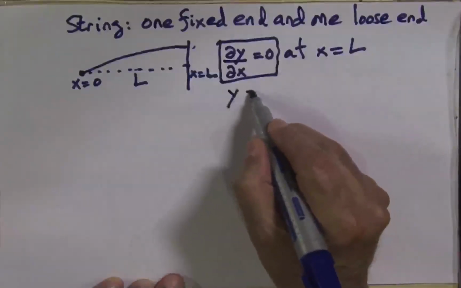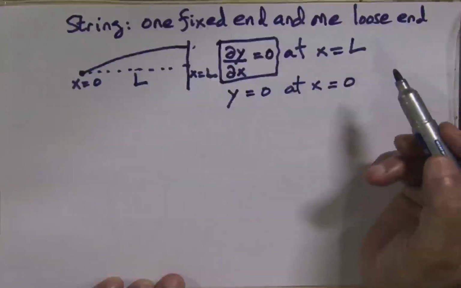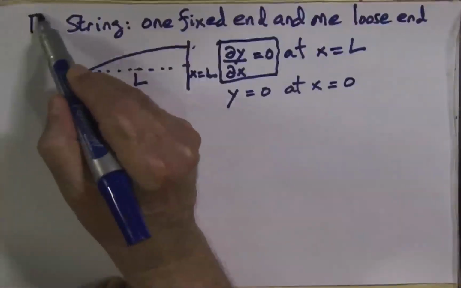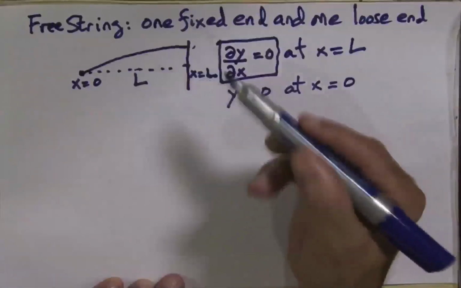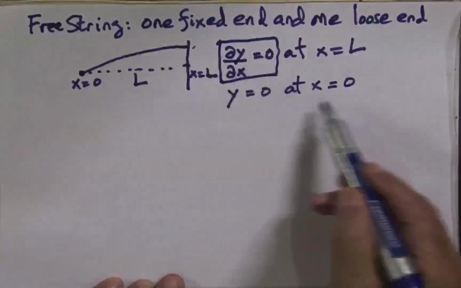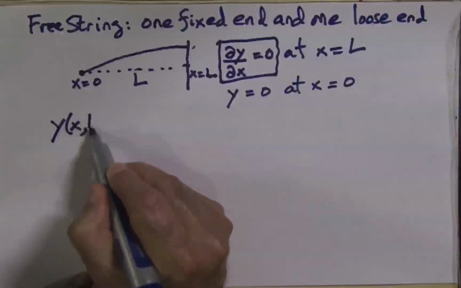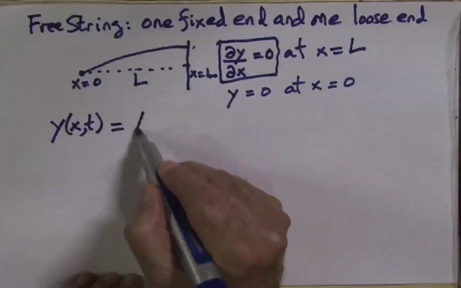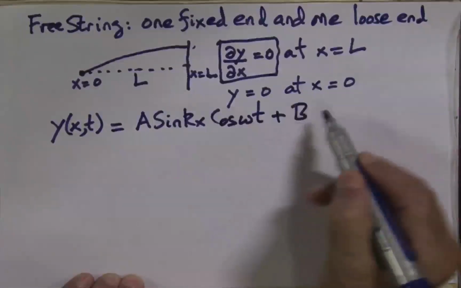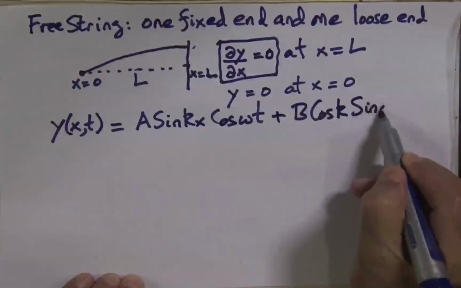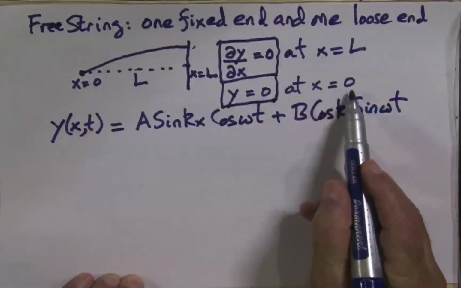Okay, so we now have two conditions. One is that y must be equal to 0 at x equal to 0, and the other is that dy by dx must be 0 at x equal to L. Now, this is going to be a free string, so there is nothing that is driving it. You've excited this string somehow, and we want to know the possible ways in which this string can vibrate subject to these two boundary conditions. Well, last time you learned that the general solution of the wave equation can be written as this: a sine kx cosine omega t plus b cosine kx sine omega t. Well, let's take this first boundary condition, y equals 0 at x equal to 0 for all times.